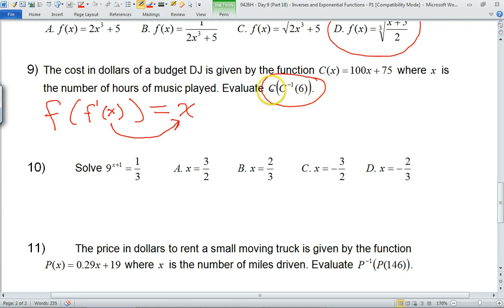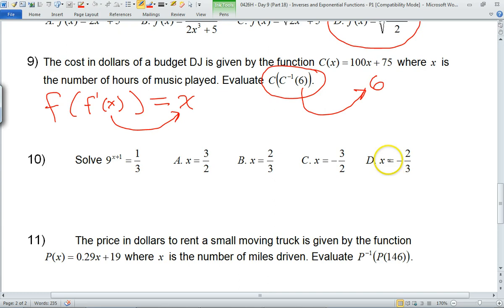So by definition, if I have function c and its inverse, one inside of the other, what's going to happen? Everything's going to cancel out, and what's going to be left? 6. Just like we're left with x, we're just going to be left with 6. Anytime you have a function and its inverse, whatever's on the inside is all that's left. So the answer is 6. We don't really need to do anything with the 100x plus 75 or any of that.